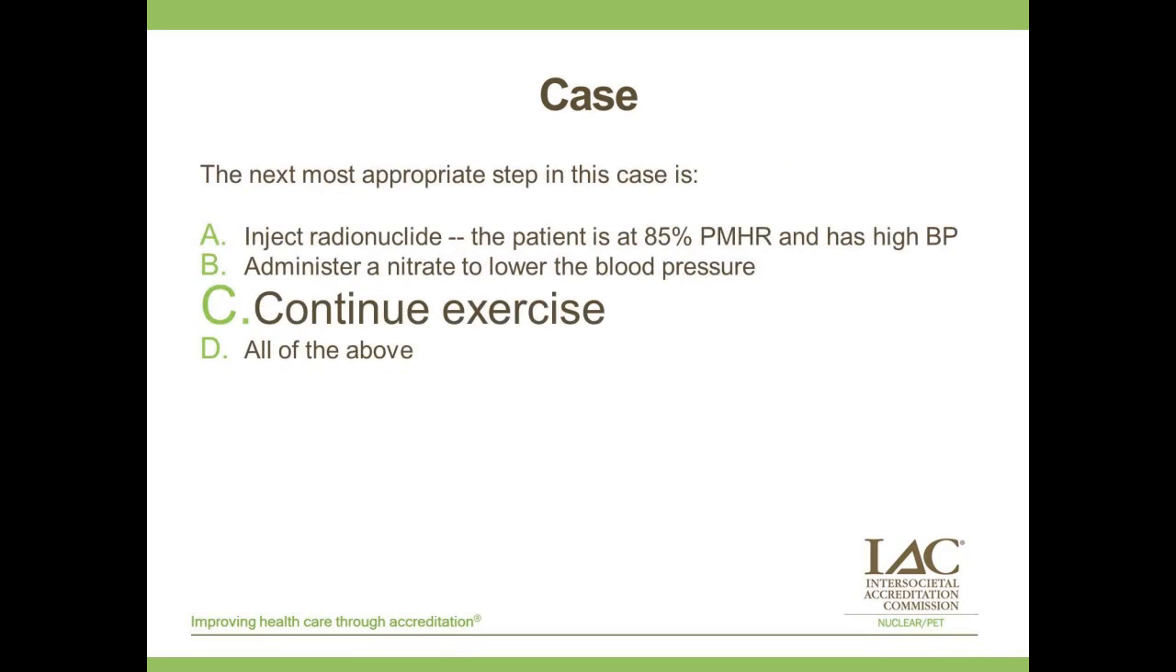So looking back at this case, if we ask ourselves what the most appropriate step was when I asked the question, it was to continue exercise, because that's what answered the question. Had we injected prematurely in stage 4, we may not have seen any ischemia and may not have answered the reason for the patient why he was having dyspnea and slower exercise times.